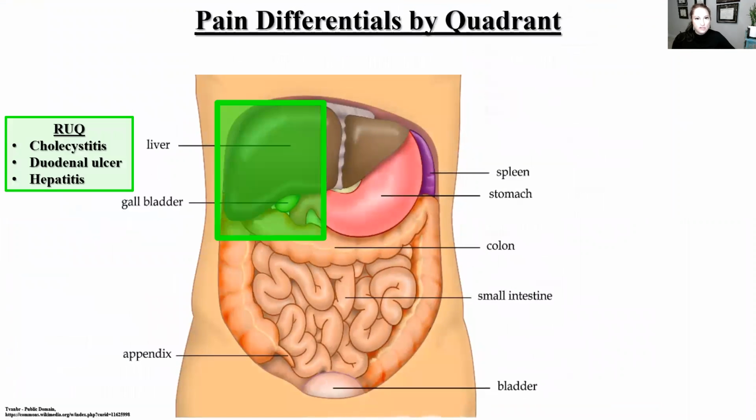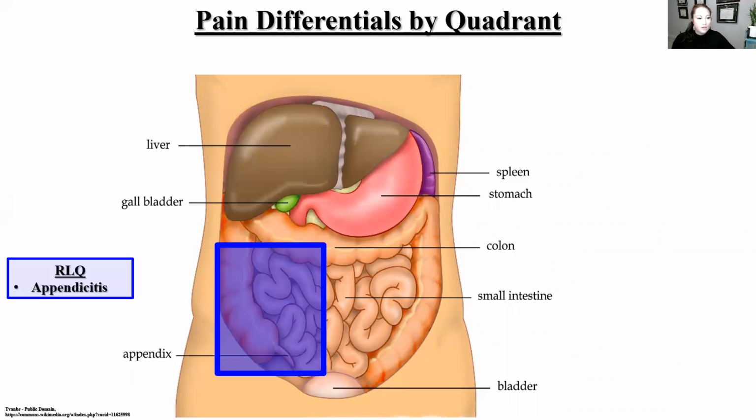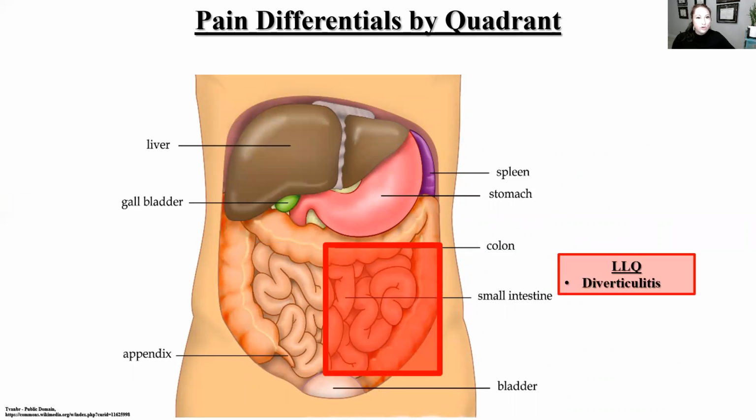Before we dive into the diseases, I want to do a real quick anatomy review because these are things that will give you hints in the question on where the pain is located, and you want to use that as a hint to help you formulate your diagnosis. Reminder, in the right upper quadrant, this is where we're typically going to see gallbladder and liver disorders. You may also have pain from a duodenal ulcer in that area. Right lower quadrant is usually going to be appendicitis. Left lower quadrant is usually going to be diverticulitis.